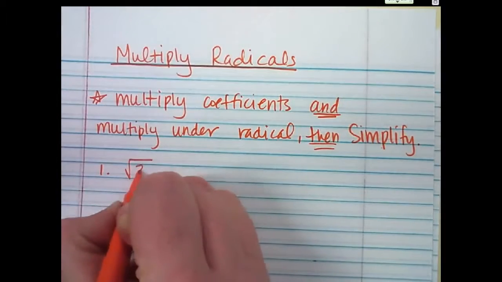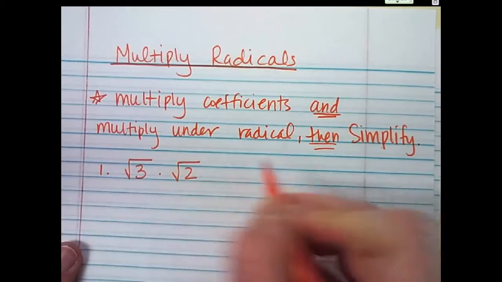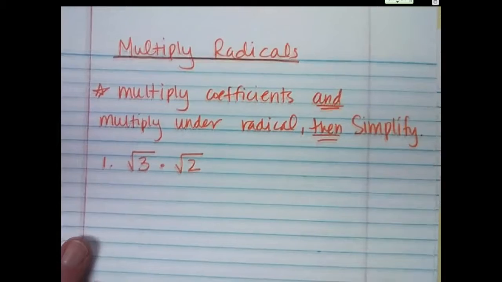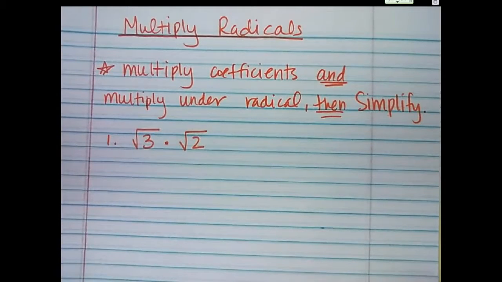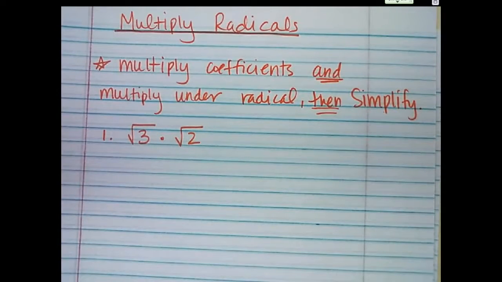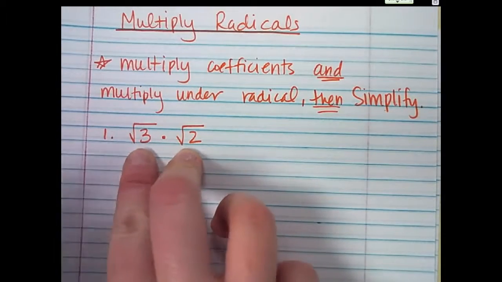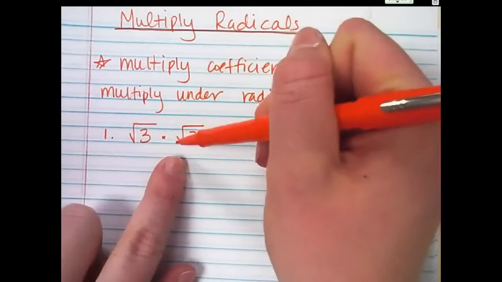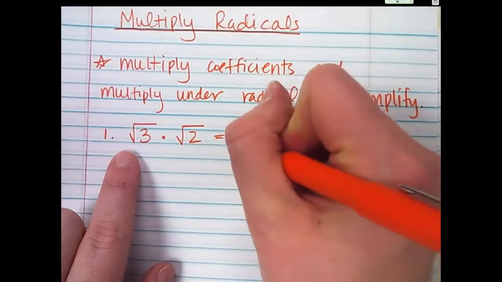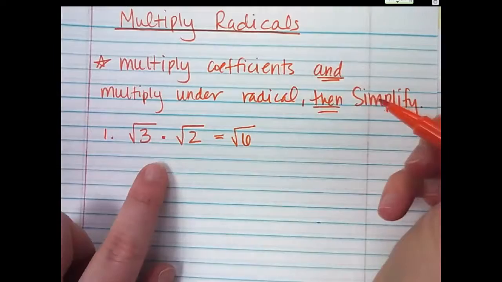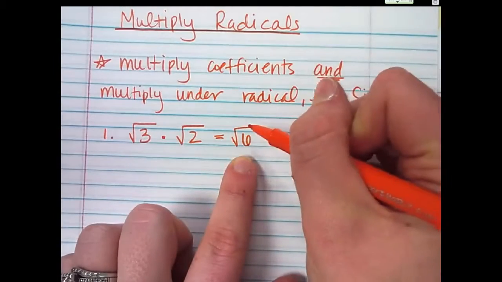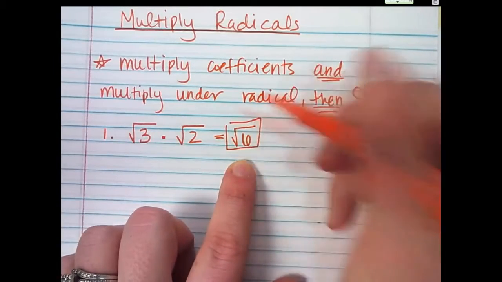Okay, so the first one, we'll just do a couple of small ones. Square root of 3 times square root of 2. So if I was adding or subtracting these, I can't do that, but I can multiply them. Doesn't matter what they are, as long as they're both square roots or both cube roots. So I just multiply underneath. This would be square root of 6. Can I simplify this? No. So just leave it.